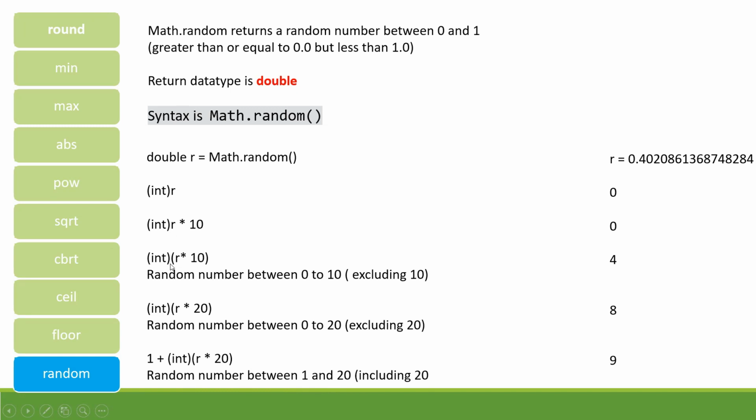Okay, and what does the int typecast operator do? It takes only the integer part of your value, whatever it is. If it is 5.5, it will take 5. If it is 5.999, int of that will also be 5. Okay, so that completes the math.random method and the 10 methods that we have.